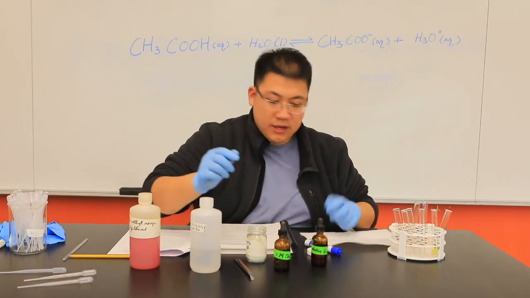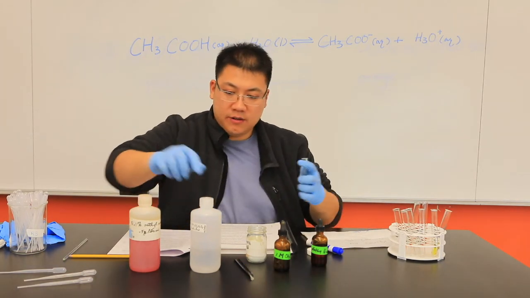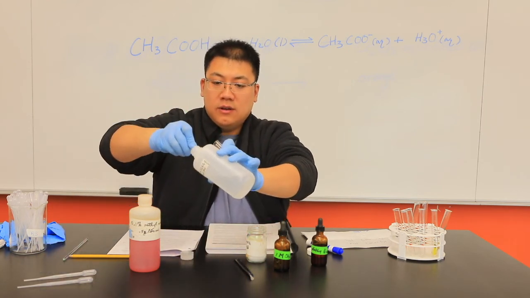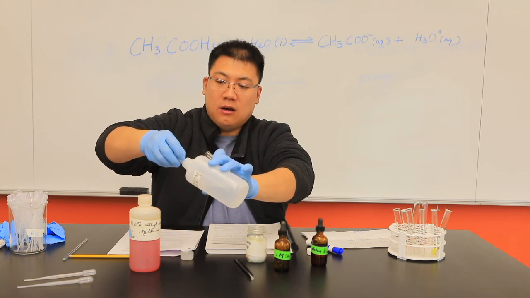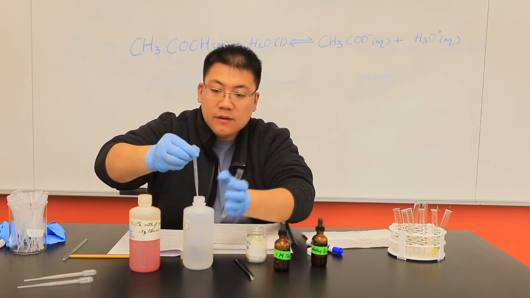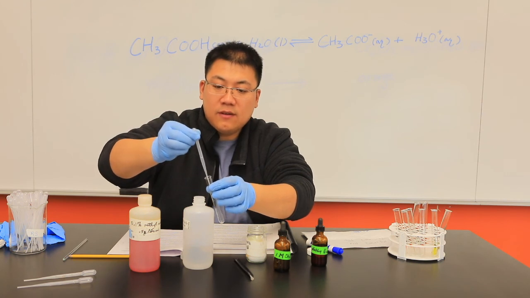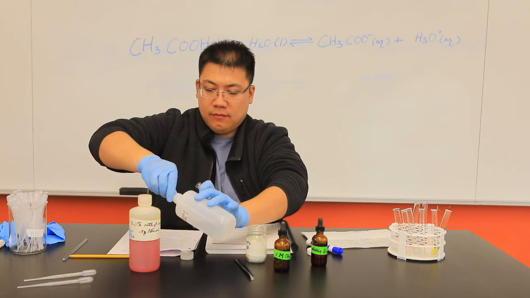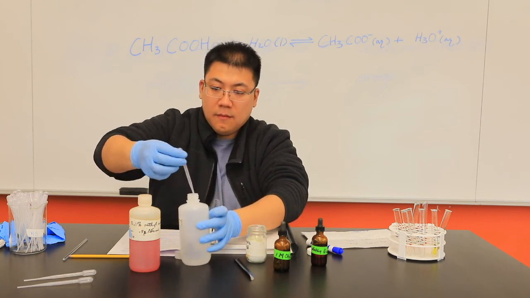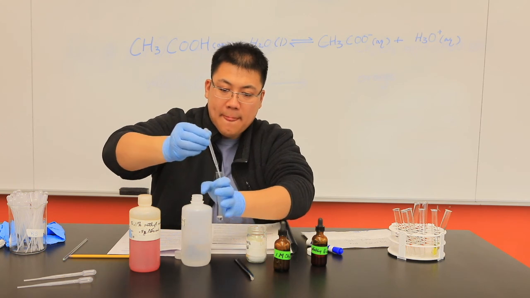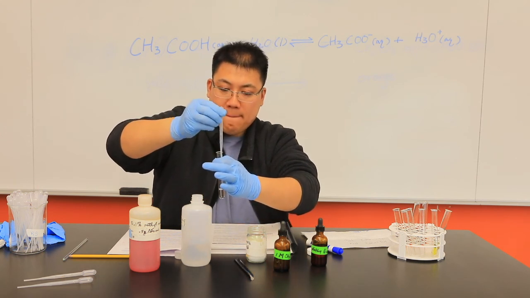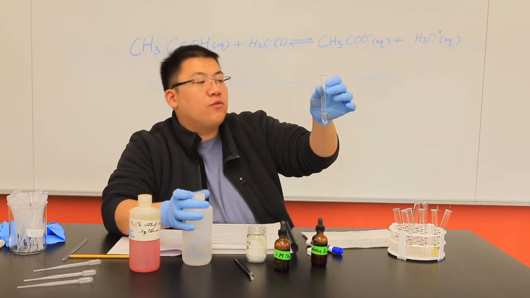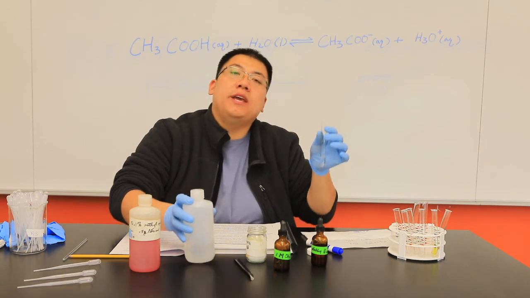Let's take a look at the second equilibrium system. I'm first going to measure out 3 milliliters of acetic acid. Because the acetic acid is colorless, in order for you to visualize the result, we're going to put in some indicator.